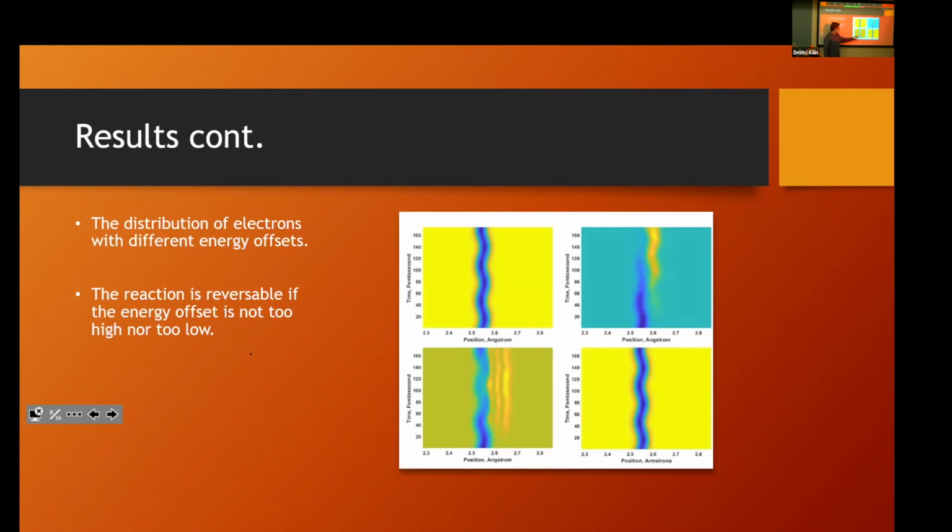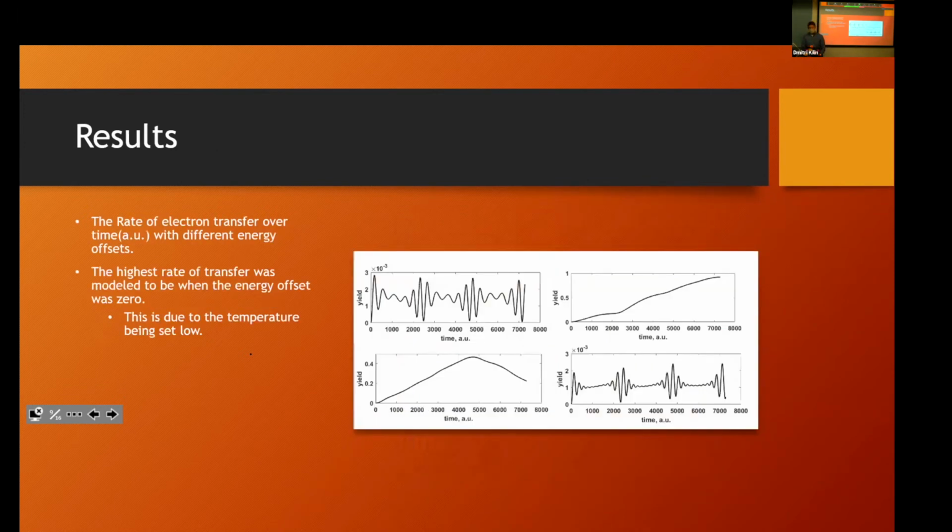And where the offset is 0.0074, we can see that they actually transfer to the 4th reaction state, but they all come back to the -4 state in the end, which shows us that it is a reversible reaction. This shows the yield of the electron transfer. In this graph and this graph, which are the -0.0148 hartree and the 0.0296 hartree, we can see that the reaction only gets to about 3 to the -3rd, which is so small that nothing really happens.